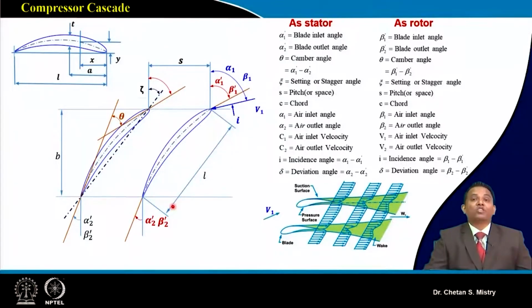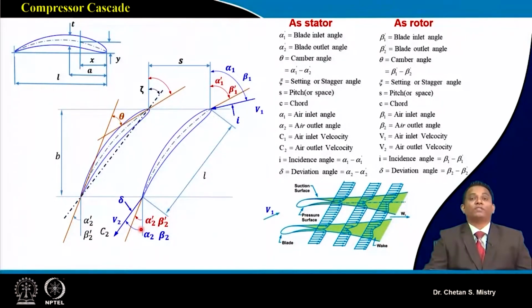Okay, so in the actual case, the flow is required to come out with angles alpha 2 dash and beta 2 dash. In spite of that, my flow will come out with some angle other than alpha 2 dash and beta 2 dash. That is alpha 2 and beta 2. The difference of these is what is called the deviation angle.